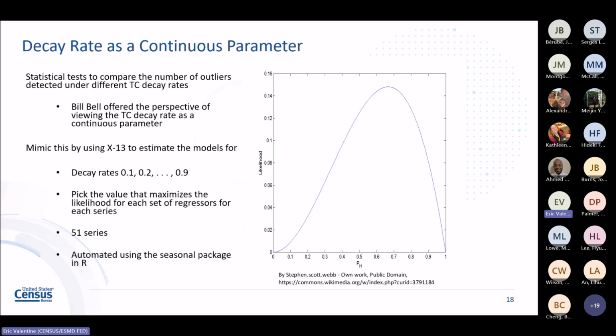This is something that X13 won't do, but Bill did suggest mimicking this by using X13 to estimate models for a grid of values of the decay rate. I decided on 0.1 to 0.9 incrementing by 0.1. Then I could pick the value that maximizes the likelihood for each set of regressors for each series. There was one series in which no TCs were detected, so I excluded it from the analysis, leaving 51 series. And this was all automated using the seasonal package in R.